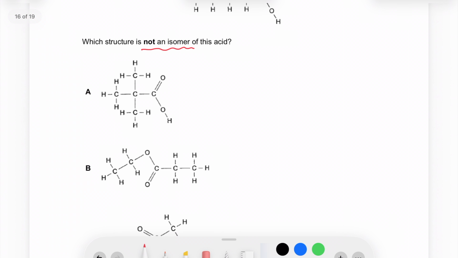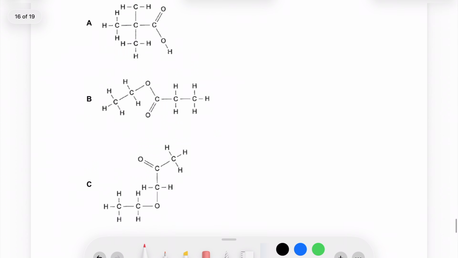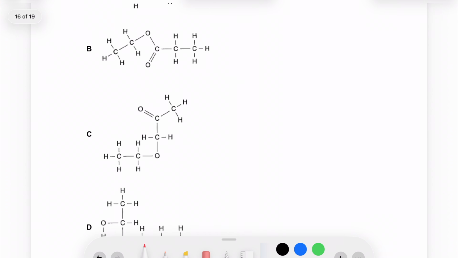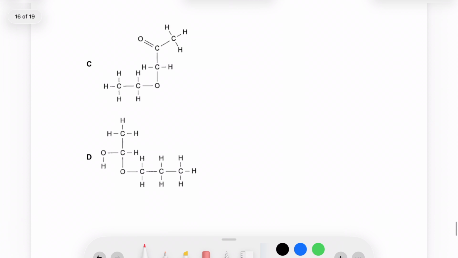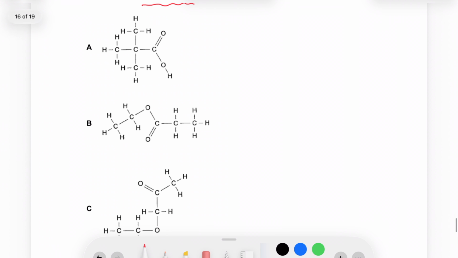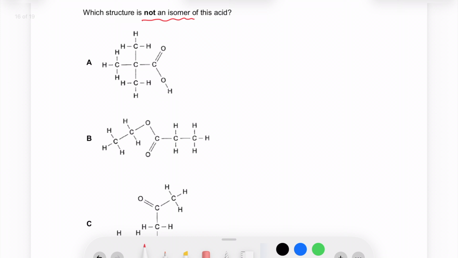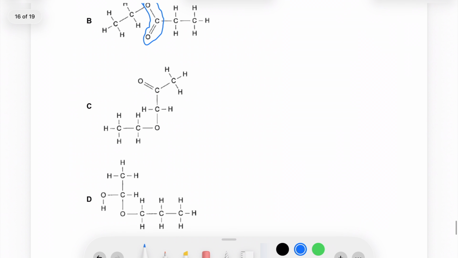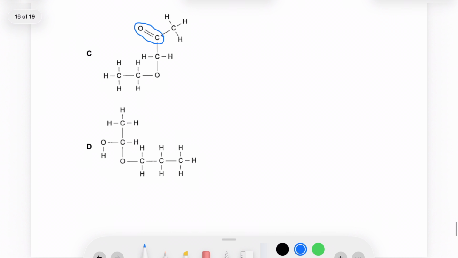So let's see. 1, 2, 3, 4, 5. This has 5. This has 5 as well. 1, 2, 3, 4, 5. This one has 5 as well. 1, 2, 3, 4, 5. All have 5. Okay. So which one is not an isomer? So they don't have to belong to the same family. So like this, let me show you. This is a carboxylic acid. This is actually an ester. And this is just CO. And this has an OH. Okay.